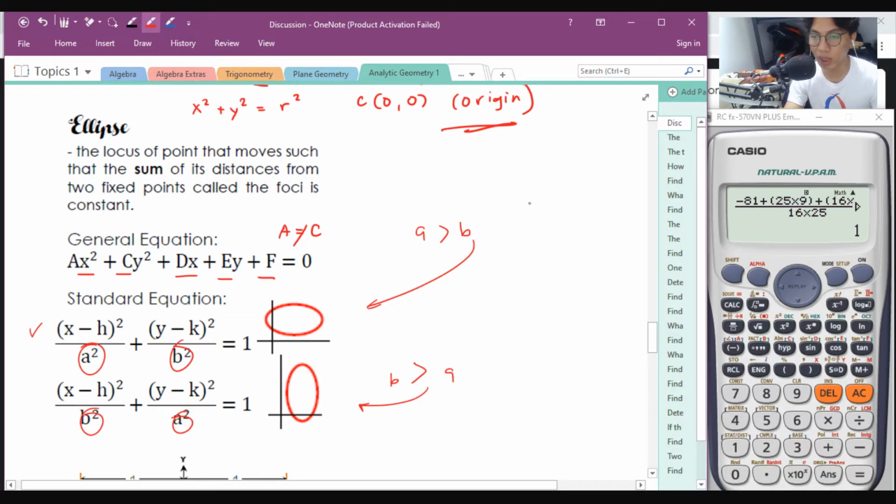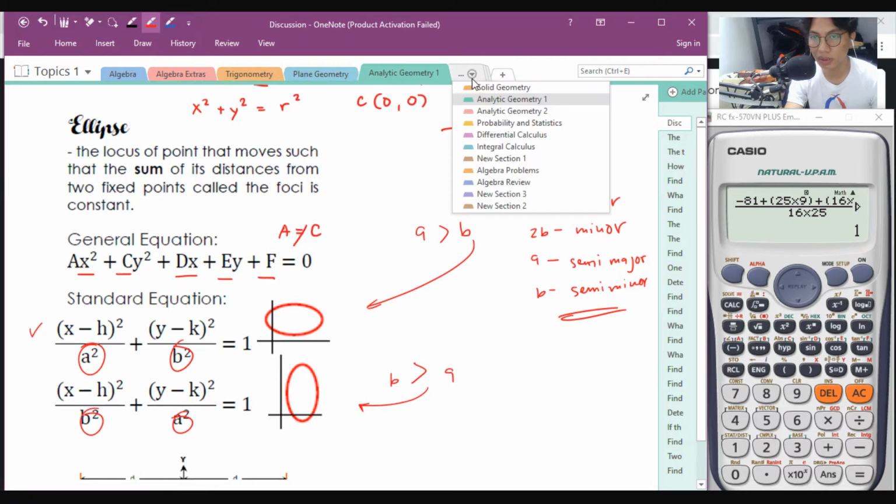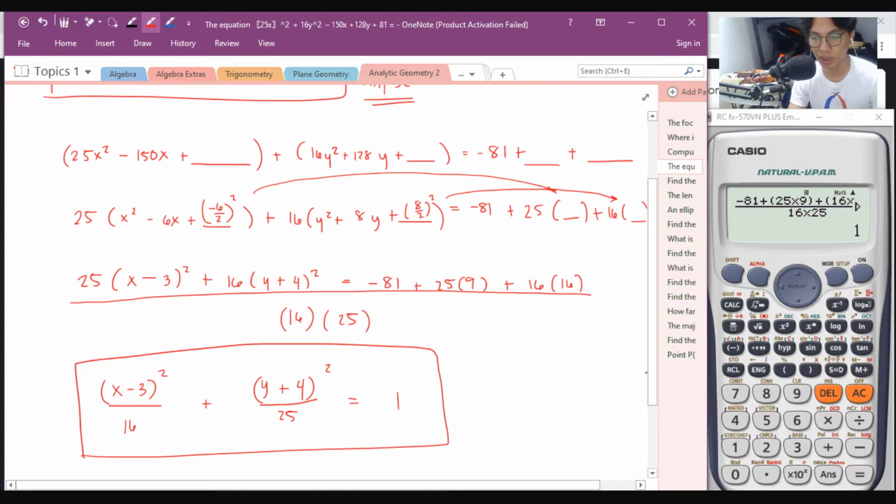Kapag ginawang 2A, major. Kapag 2B, minor. Kapag A, semi-major. Kapag B, semi-minor. Yan lang yun. Okay? Ito yung sinunod niya. Patayo yung iyong ellipse. So, makuha na natin yung H and K niya.